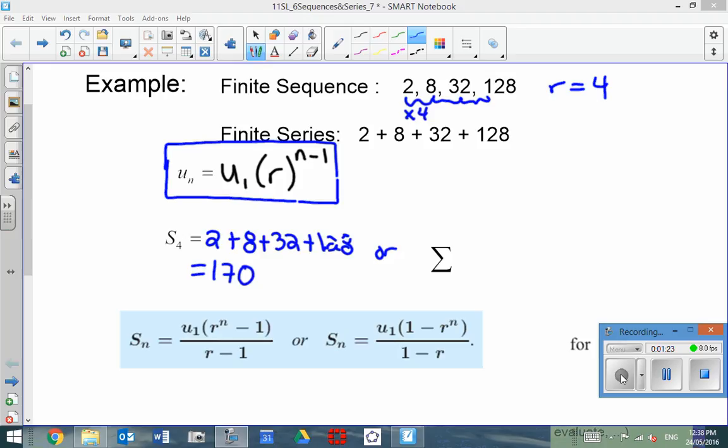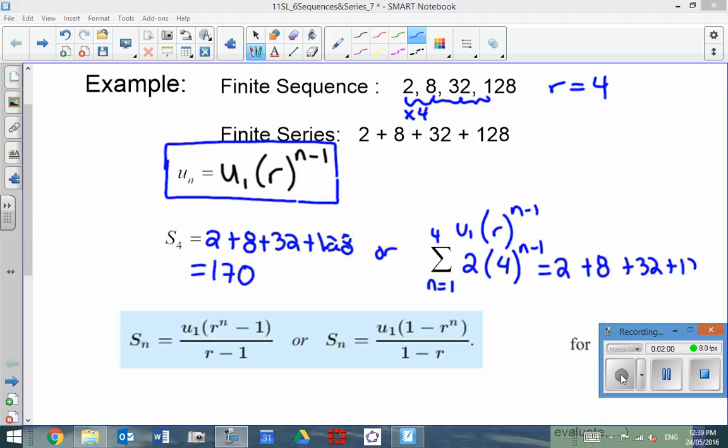Or you might look at it as sigma notation. If I know my first term is 2, I'm going to use the formula from last class for a sequence, u sub 1 multiplied by your ratio raised to the n minus 1 power. So I'll take 2 as my first term, and my common ratio is 4 raised to the n minus 1 power, so that n is going to consistently change. Remember, n starts with 1, and we have 4 terms here, so we end on 4. Again, if I use this formula, I still come out to 2 plus 8 plus 32 plus 128 if I substitute in n as 1, 2, 3, and then 4.